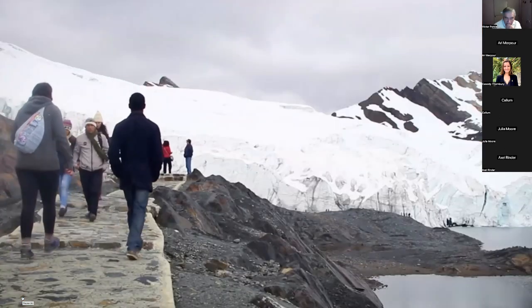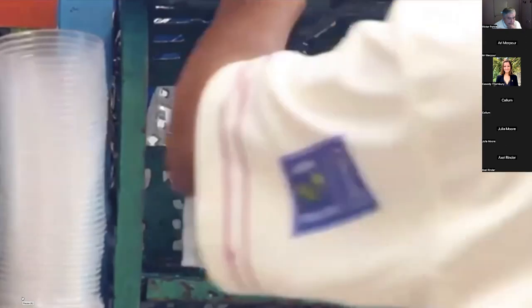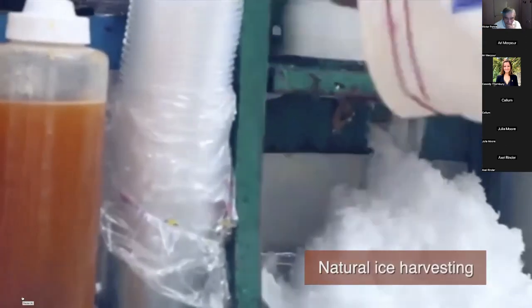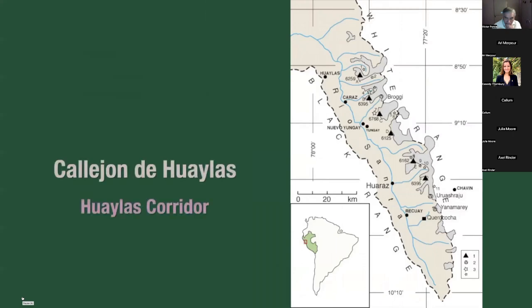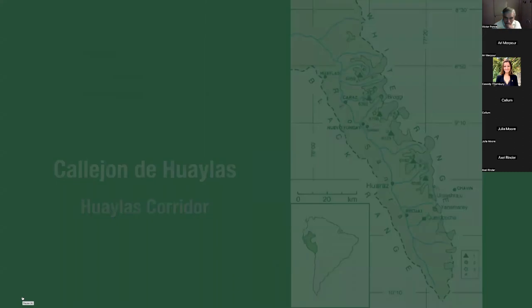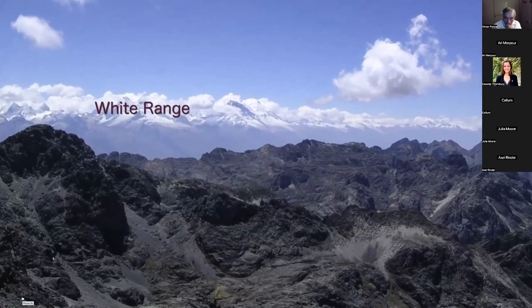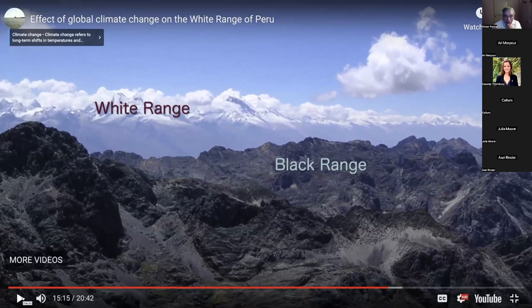The glaciers of the White Range have sustained a population of the upper Santa River for millennia. The entire region is referred to locally as the Callejón de Huaylas or Huaylas Corridor due to its elongated shape along the river, flanked by the White Range to the east and the Black Range to the west. You can see the White Range is much higher in elevation. The Black Range is at about 4,000 meters, and it's not a glacier. It doesn't have ice on top of it.